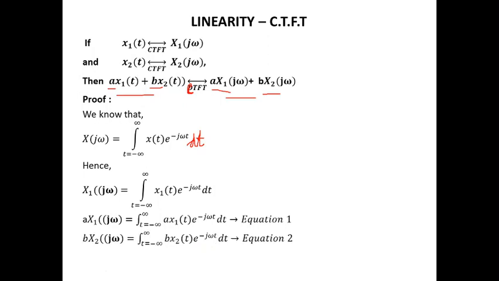So next, similarly you have to do it for the second signal. So again the second signal x2 of j omega will be equal to the integration, and then multiply it by b, right? So that will give rise to equation number 2. So now add equations 1 and 2. When you add equations 1 and 2, you will get on the left hand side a x1 of j omega plus b x2 of j omega, and correspondingly here you will get a x1 of t plus b x2 of t, and this will be equation number 3, right?